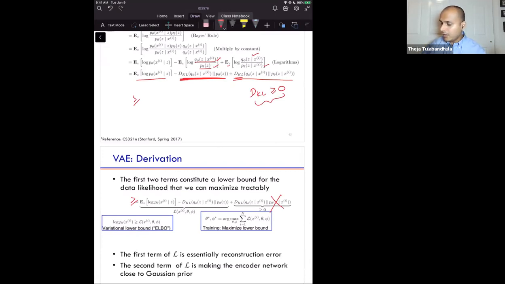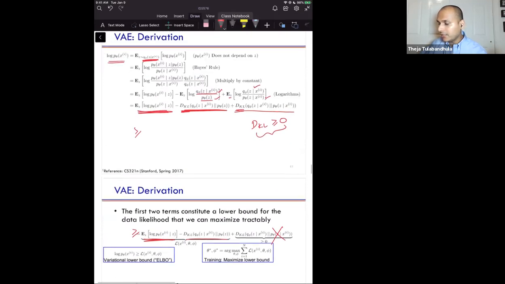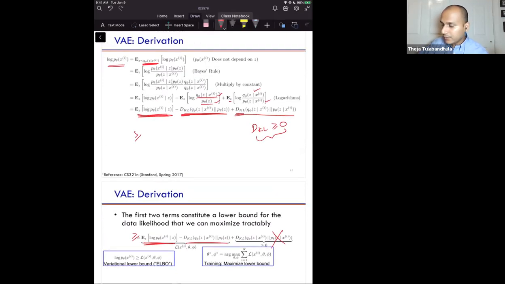Now, if we focus on the first two terms, this term, you recall, if you go back to the decoder, P theta of X given Z is producing a normal distribution with some mean and some covariance. The log of the normal distribution is basically a squared loss.